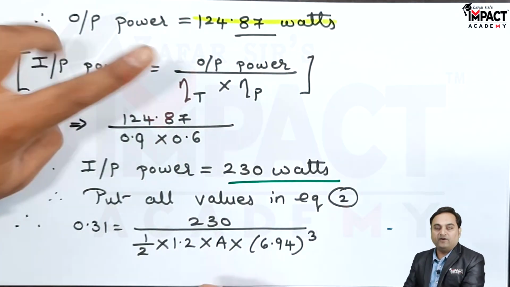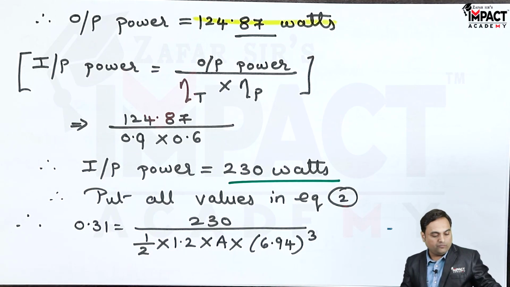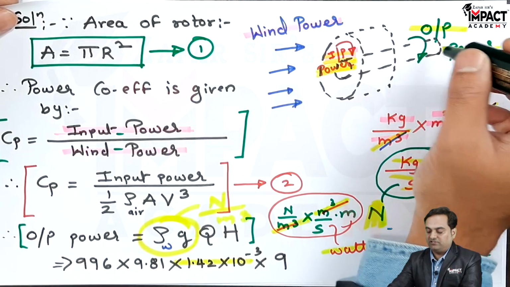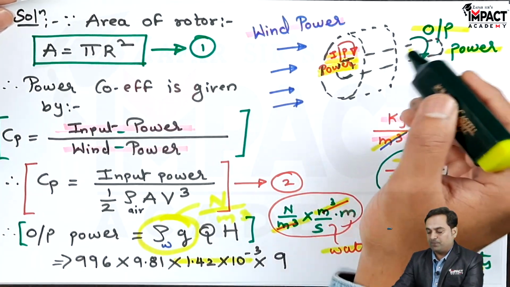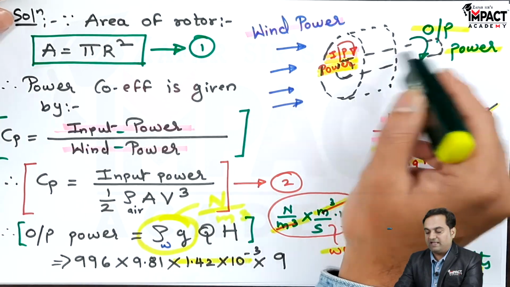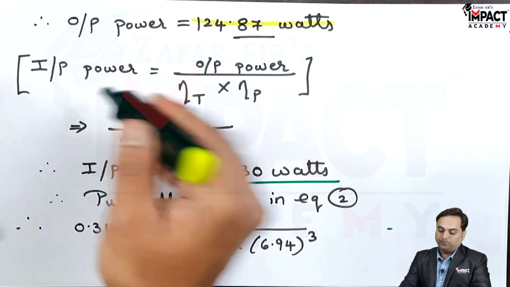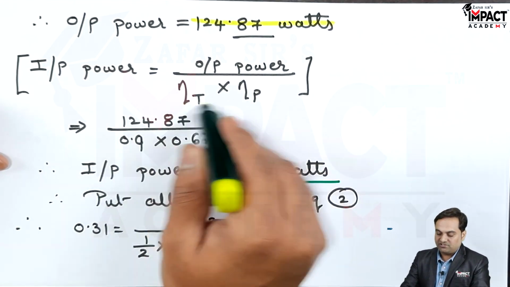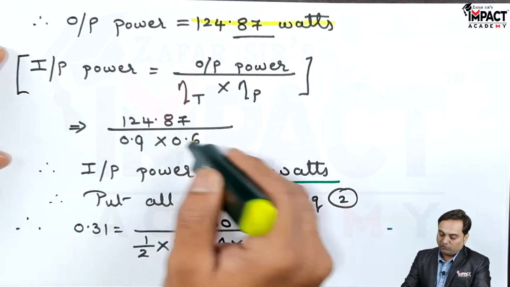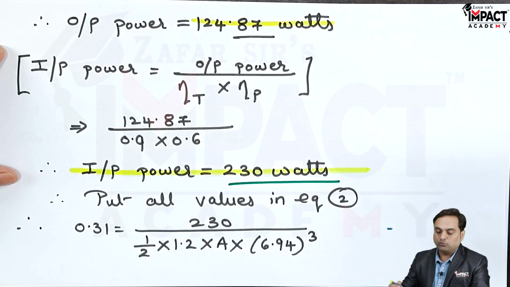Now once output power is known, input power will always be greater than output power. As we can see here, output power is available at the shaft, whereas input power is available at the rotor. So this will be greater because power is lost in transmission and through the pump. So input power is output power upon transmission efficiency into pump efficiency. These are given in the problem. So on calculating this, input power comes out to be 230 watts.